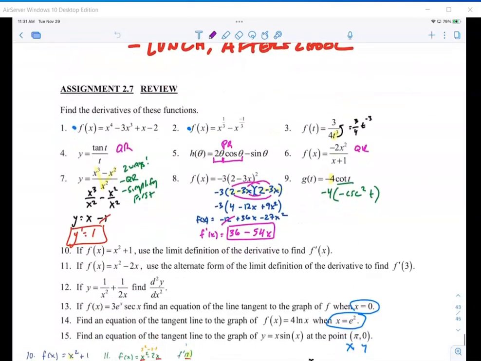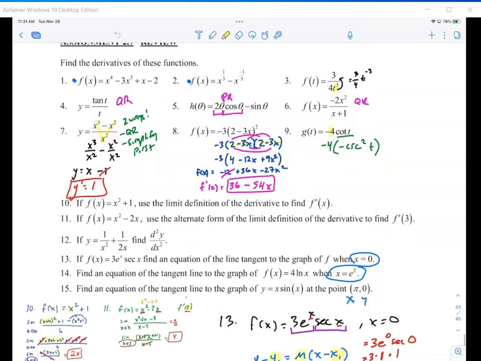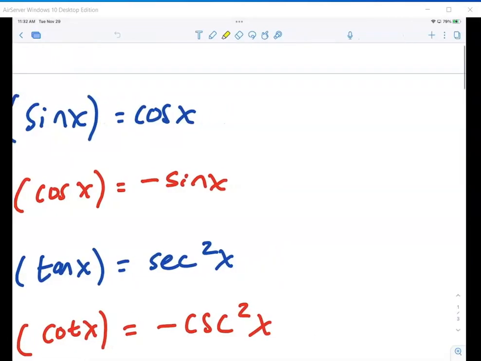Okay, we talked about just regular derivatives. We talked about this limit definition stuff. That's kind of more on the bottom of the barrel, in my opinion. Not super duper important. Equations of the tangent line, very important. So let's take a look. I started making some notes for you guys here.